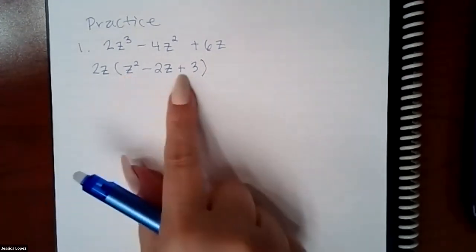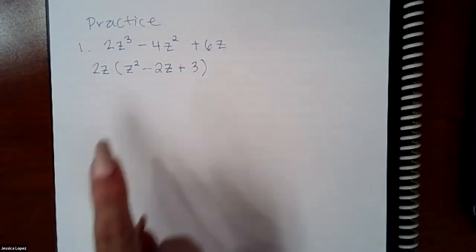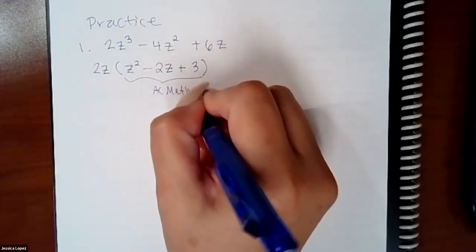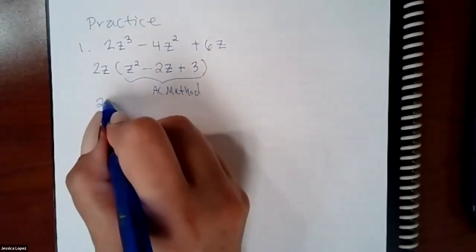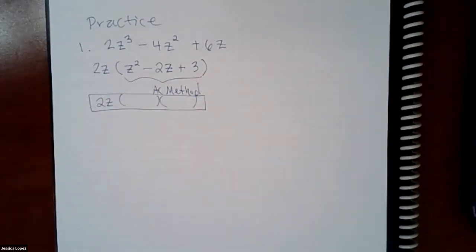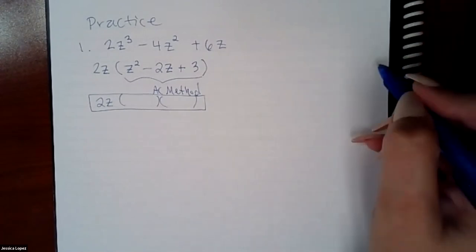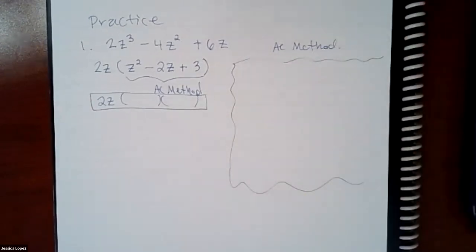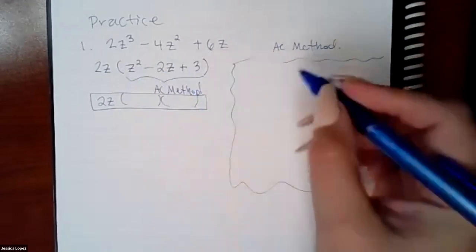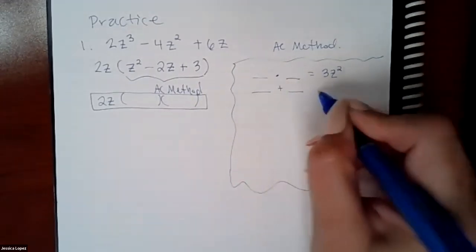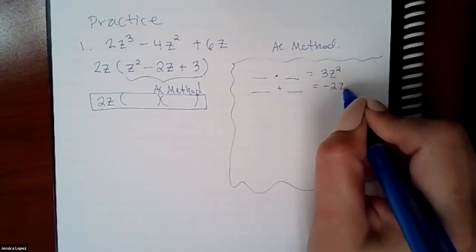However, notice I have three terms in there, don't I? Okay. So I have to factor this guy using the AC method. And so at the very end, what I want is for my answer to be 2z and then whatever I get when I'm done factoring, okay? That will be the final answer. But how do I factor that trinomial? That's where we're going to come to the side and apply our AC method, okay? So A times C is going to be a positive 3z squared, and then I'm going to add to get B, which is negative 2z.